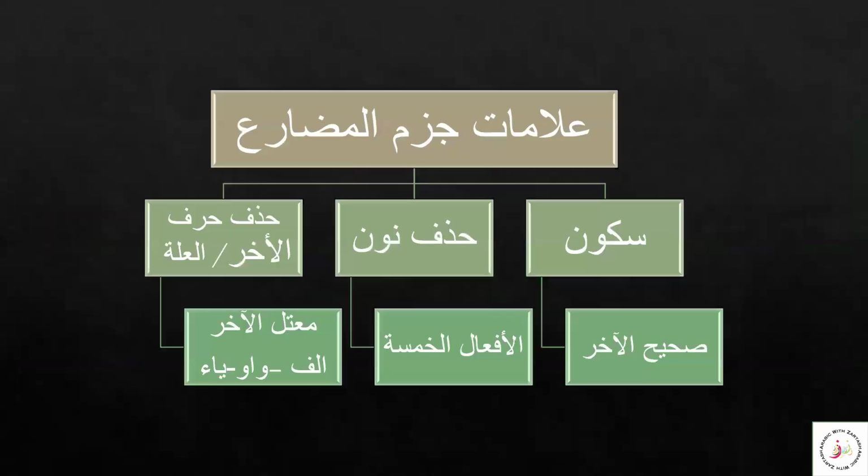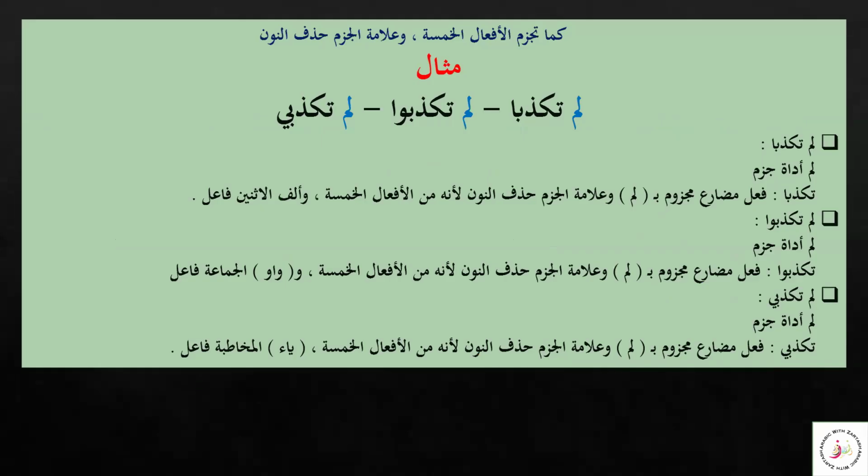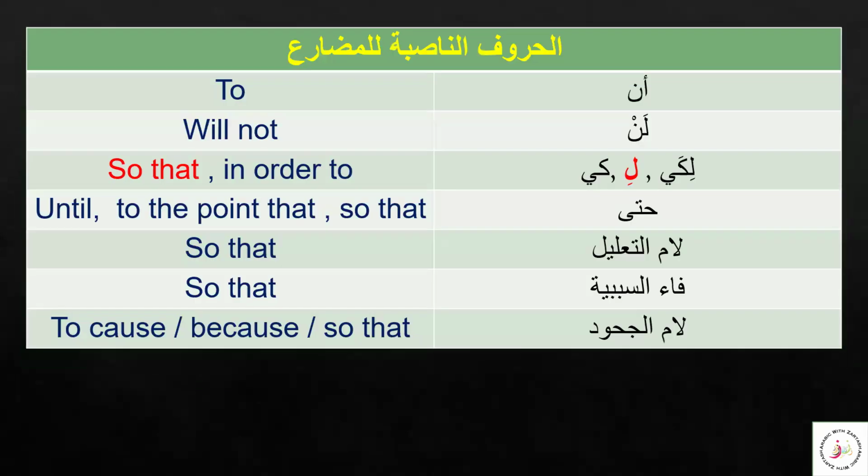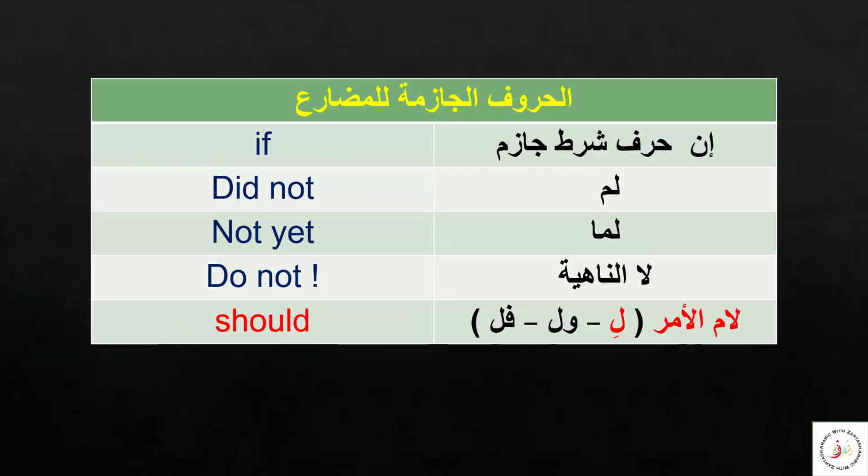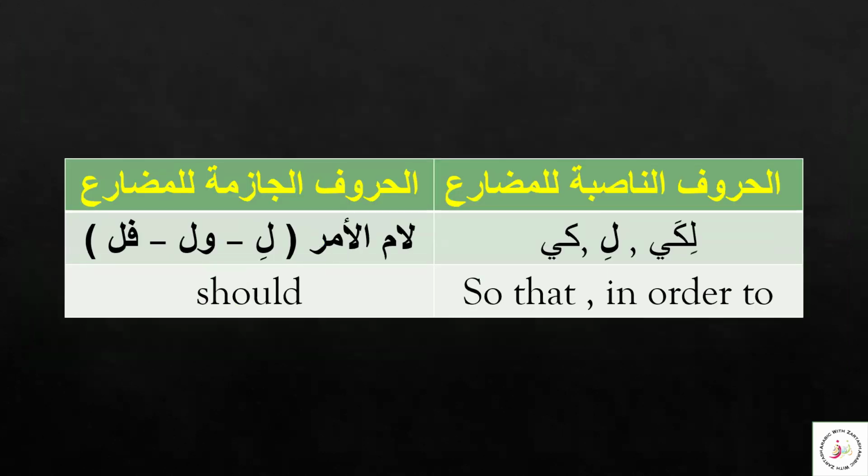So this is the recap for all the three states for فعل مضارع, for the marfu, mansoob, and the majzoom.